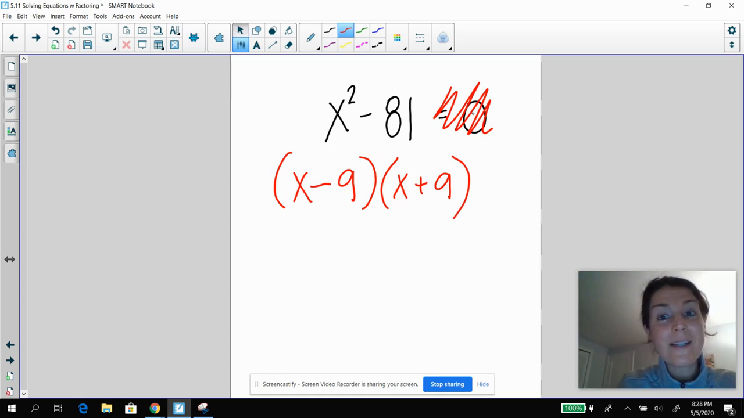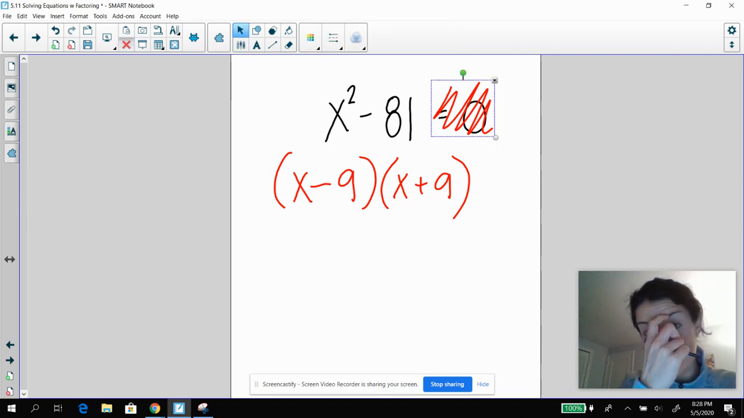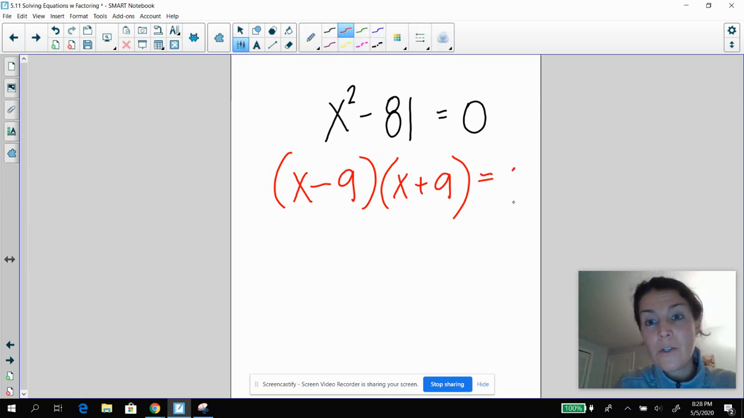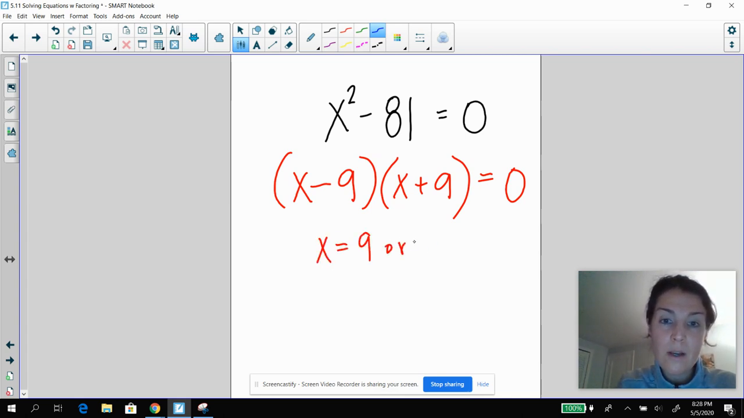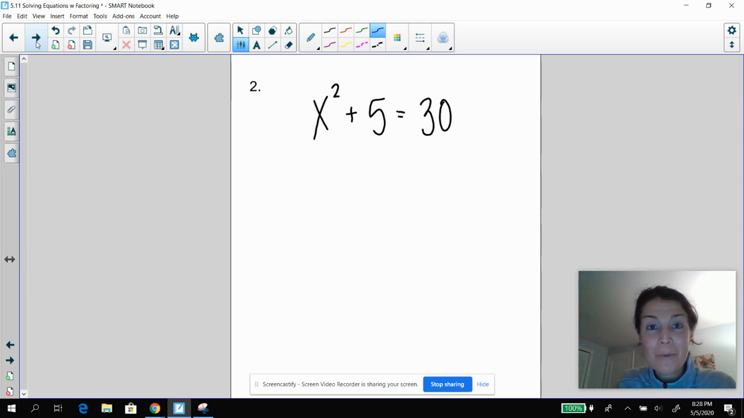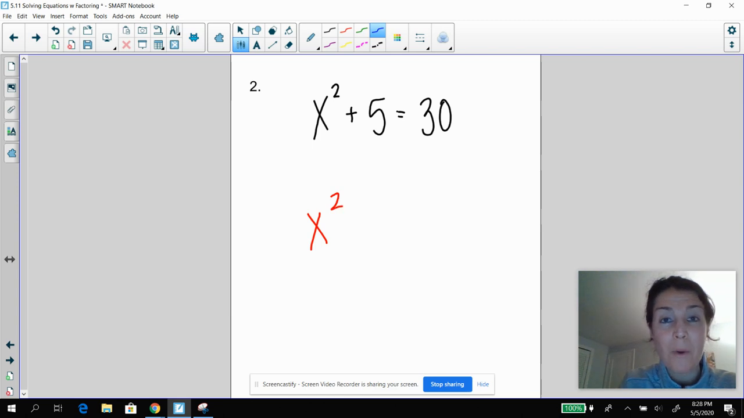And since this is not just an expression, but this is actually an equation, this is still equal to 0. So then look, this is the zero product property. So I know that x has to be positive 9 or x equals -9. But I have a little trick for you. This problem is actually just like problem number 2, because do you see how they both have just this x squared alone?